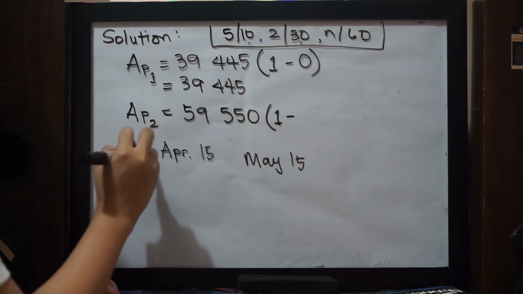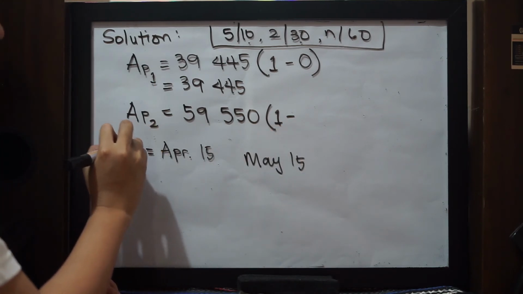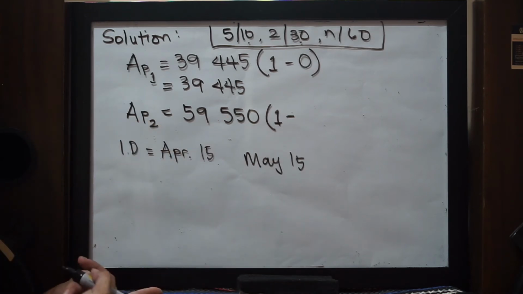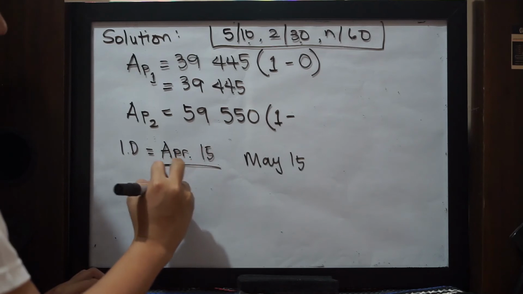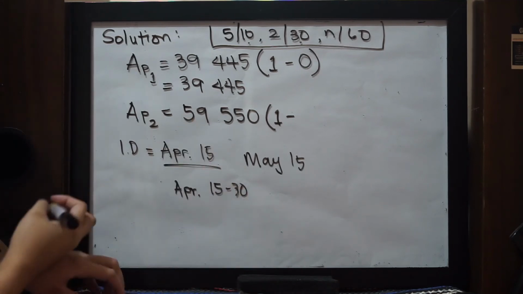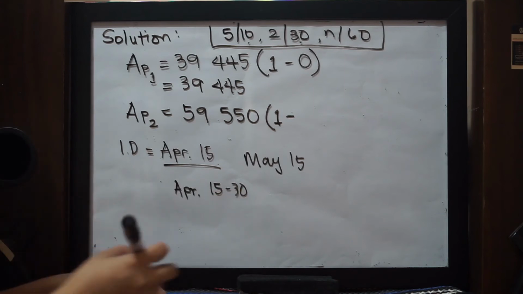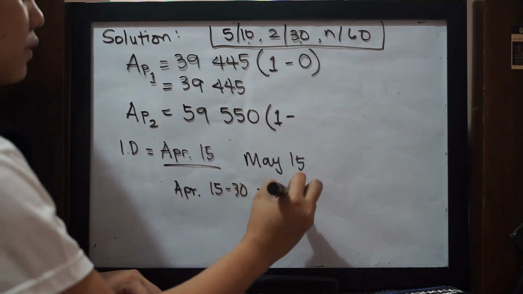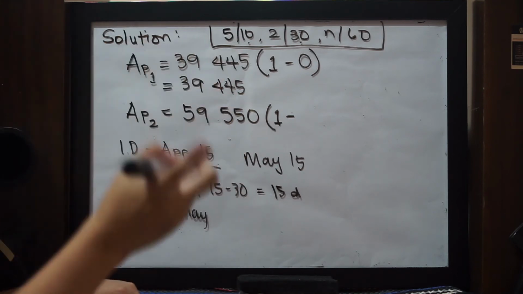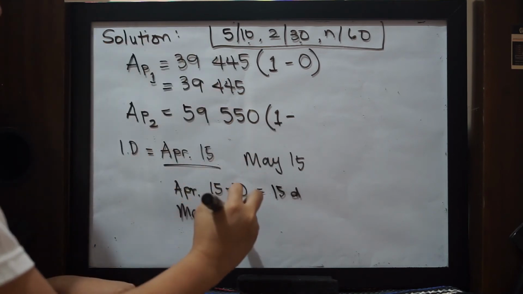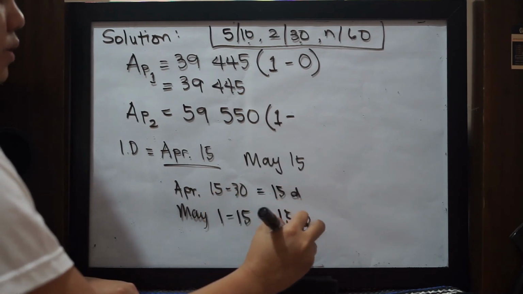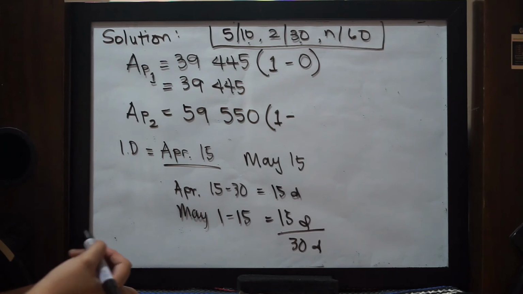So, ngayon, from the invoice date na April 15 up to May 15, ilang days daw yung lilipas. So, from April 15 to April 30, kanina na-identify na natin na April ay hanggang 30 lang. So, obviously, this is 15 days. Then again, from April, tapos May. May 1 to May 15, we also have 15 days. Adding this two, we have 30 days.